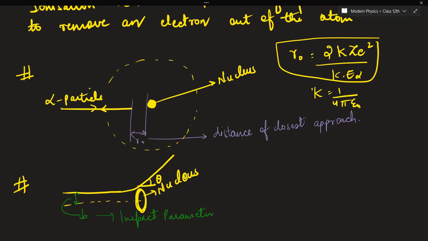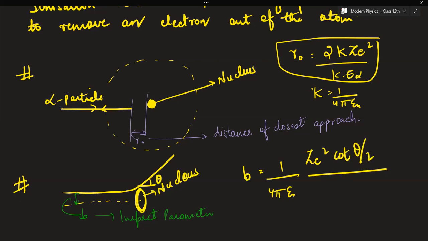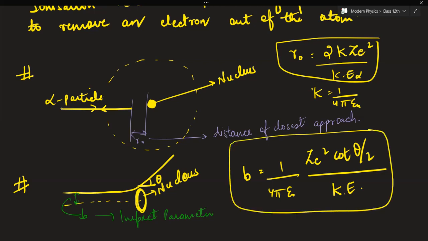Now see, this also has a formula. Let me tell you, this is 1 over 4 pi epsilon naught times Ze square cot theta by 2, divided by K. K basically, let me write it as kinetic energy, otherwise it will be confusing with the constant. This is the formula for the impact parameter. All right. Note down these 2 points as well.